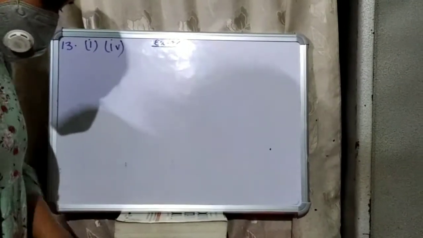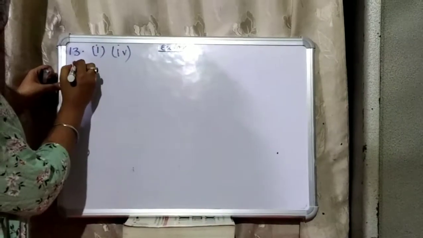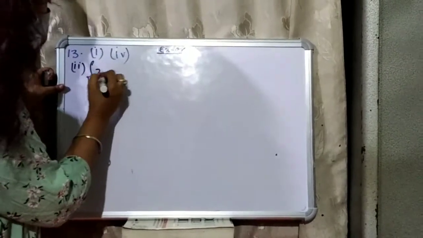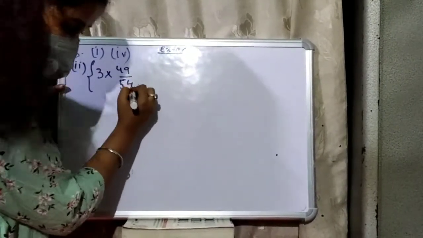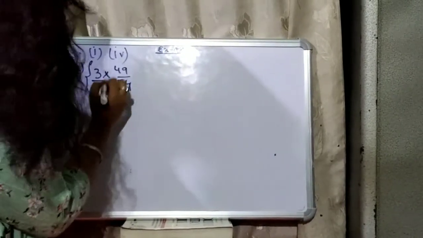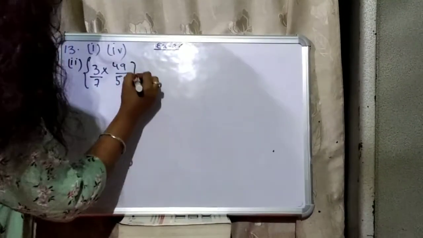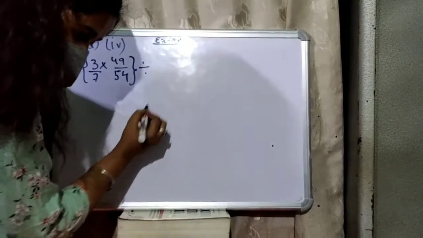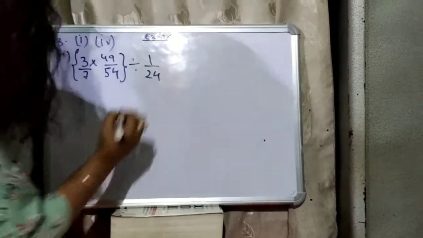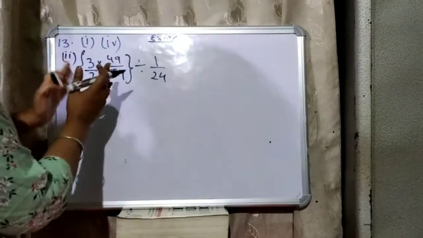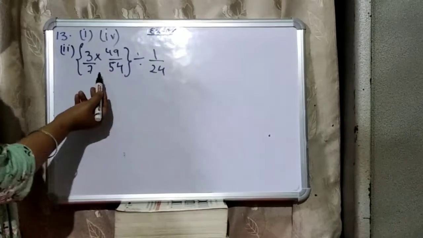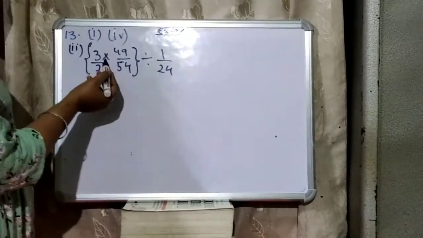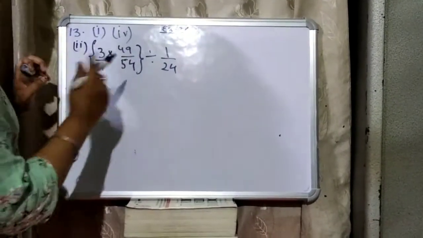Now which question am I going to solve? I am going to solve question number 2. What is given is, in the bracket, 3 by 7 into 49 by 54, bracket close, divided by 1 by 24. In this case, first you have to solve the bracket part, whether it is addition, multiplication, subtraction or division. First you will solve the bracket part.